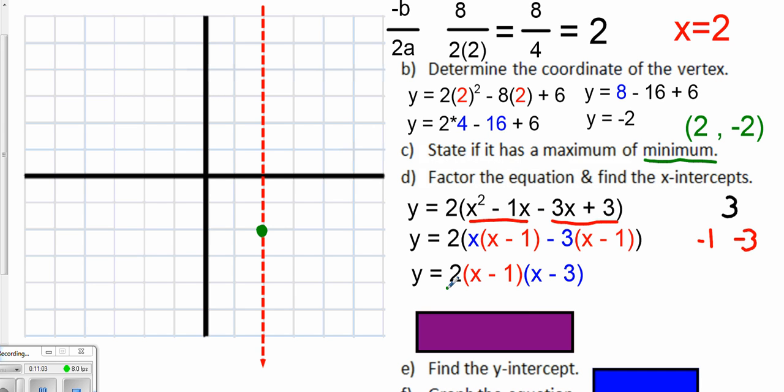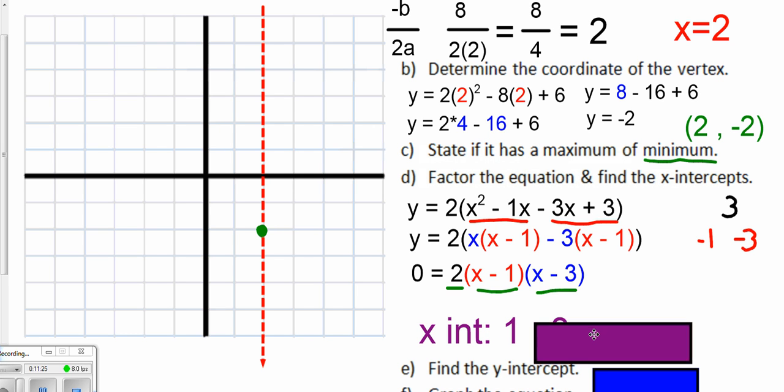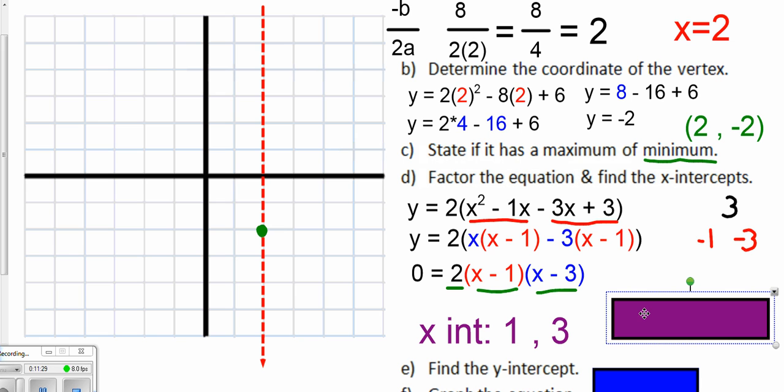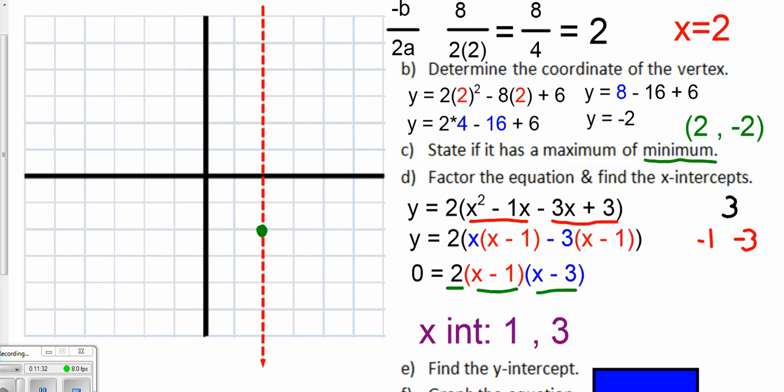Now, unlike before, we now have 3 pieces, and any of them could be 0 to change our y to 0. Because remember, we're looking for the x-intercept, so we can just replace y with 0. Well, 2 can't be 0, so we don't have to worry about that. If we wanted our red factor to be 0, that would mean that x has to be 1. If we wanted our blue factor to be 0, then x would have to be 3. So those would be our x-intercepts, 1 and 3. I'm going to plot them right here, 1 and 3.